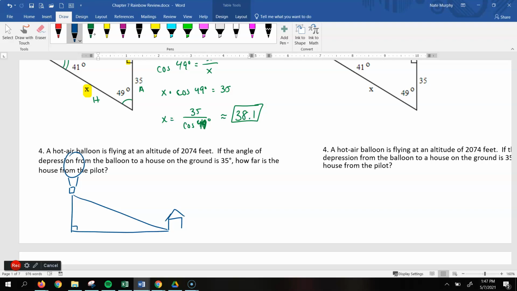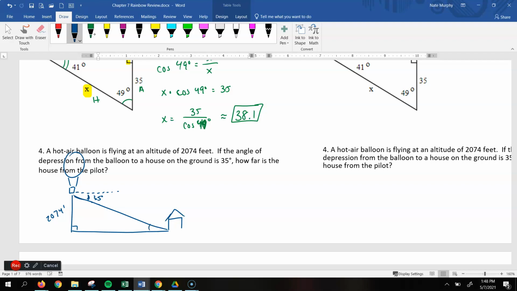Okay, now it says a hot air balloon is flying at an altitude of 2,074 feet, and the angle of depression from the balloon to the house is 35 degrees. Now here's the deal. When you're in the balloon and you're looking straight across and then look down at the house, this is the angle of depression. So that's the angle that's 35 degrees. Now that's outside of the triangle.